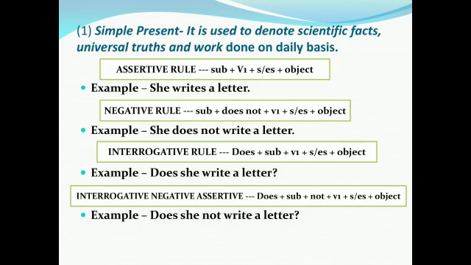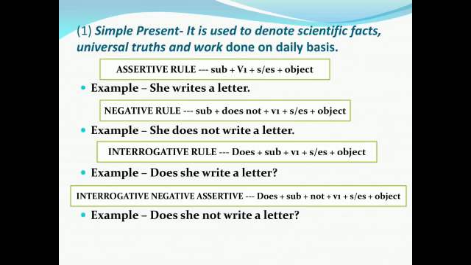In present tense, we can also have sentences in interrogative. For example, when we say interrogative, the helping verb does and all that will come in the beginning. The auxiliary verbs will come in the beginning. So it will become, does she write a letter? So the rule will be does plus subject plus V1 plus object.